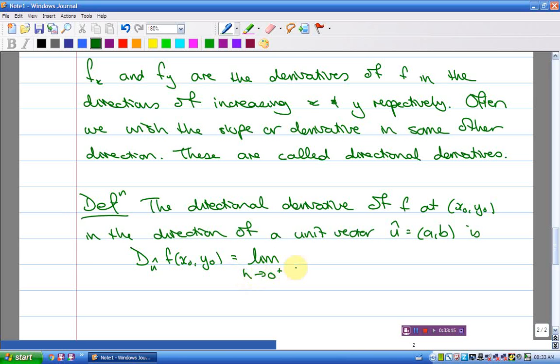Okay, and then here we have a controversial bit. h tends to 0 from above, and let me give you the formula, and then I'll talk about the controversy. Okay, there's the formula. The formula needs to be memorized.